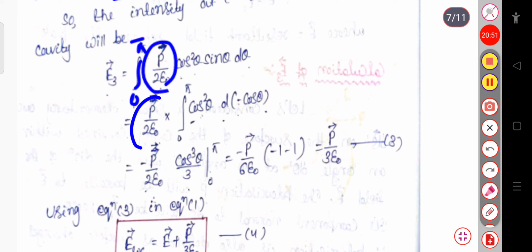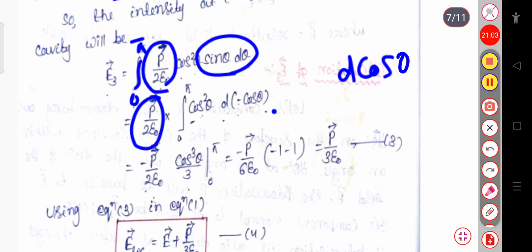This will be cos square theta, and we can write sin theta d theta to be d of minus cos theta, because if we take the derivative of cos theta, that will be equal to minus sin theta. So if I write d of minus cos theta, then this minus sign gets cancelled, and this will be your sin theta. Now I can integrate, and that will be equal to p by 2 epsilon naught, which remains as it is.